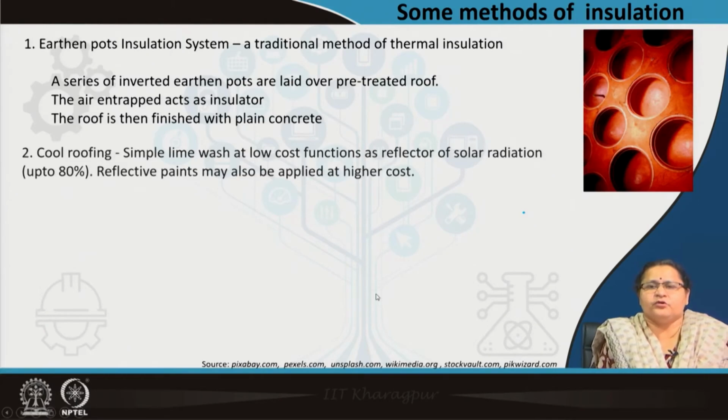Again we come to cool roofing. What is that? It is very simple. Lime wash. Lime wash is a very low cost paint put on top of the roof surface. This is practiced in Ahmedabad, Bhopal. Around 3000 houses were done so, and there was a very good response.